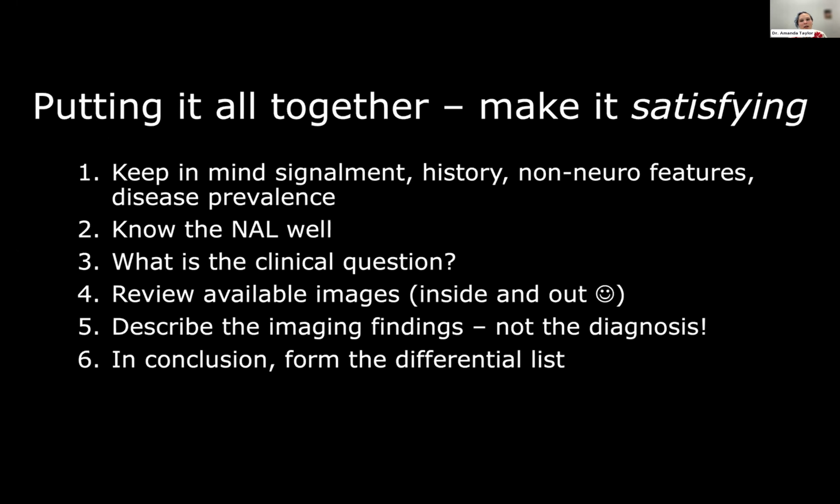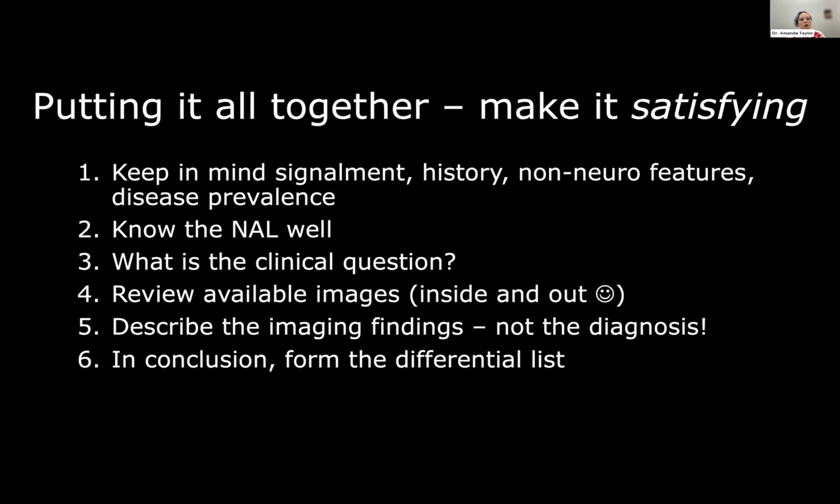Ultimately, try to put everything together to make it satisfying when coming up with your interpretation or description of your imaging findings, and then your conclusion or your presumptive diagnosis based on the imaging. Keep in mind the signalment of the patient, the history, the non-neurological features that are present, as well as the disease prevalence. Know the neuroanatomical localization well. Most neurologists are very comfortable with this, other specialists to varying degrees. But ultimately, if you're confident in your neuroanatomical localization, the problem you find on MRI should fit it.